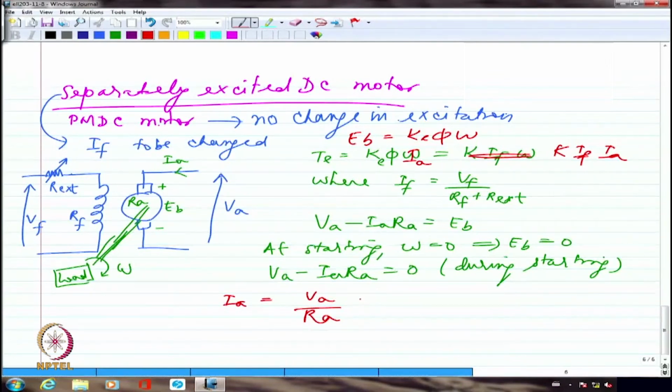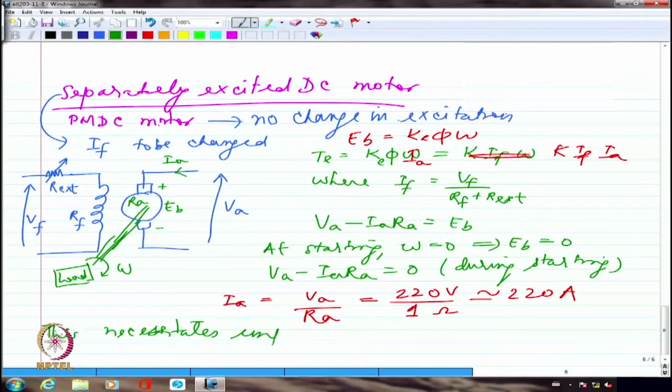If I just take a normal 2.2 kilowatt motor, RA may be of the order of 1 ohm. Maybe VA is 220 volts. So this is going to be 220 ampere, whereas the rated current may be of the order of 10 or 12 amperes, nothing more than that. So I'm going to see that a very, very huge current flows through the armature circuit if I don't include any external resistance during the starting condition of a DC motor. So it is very essential to have a starter. This necessitates employing a starter.